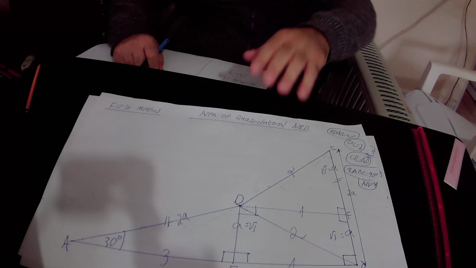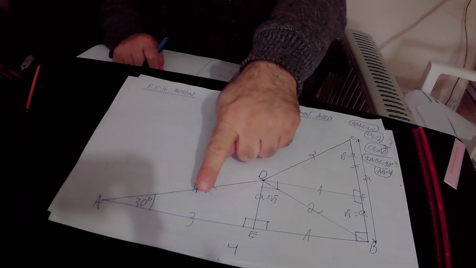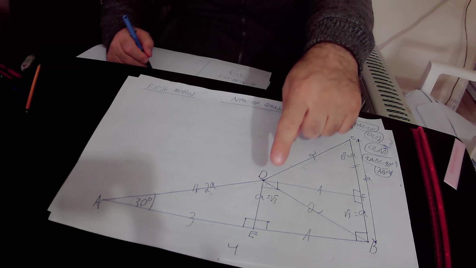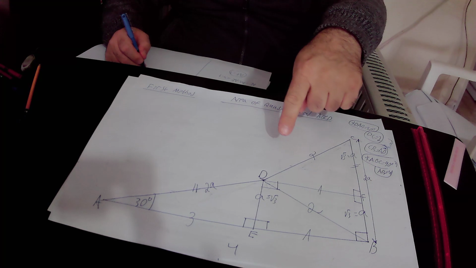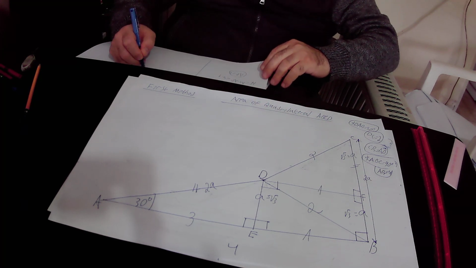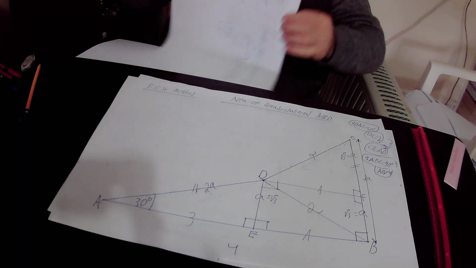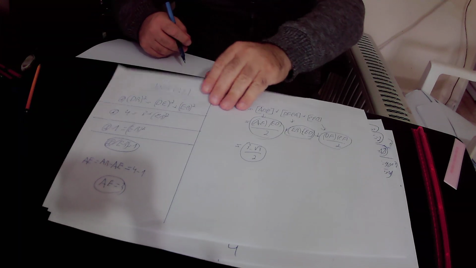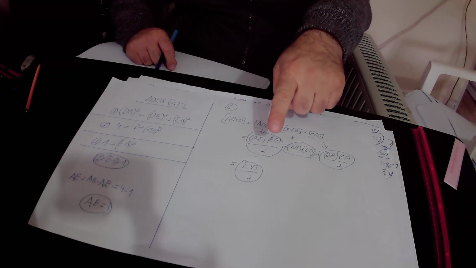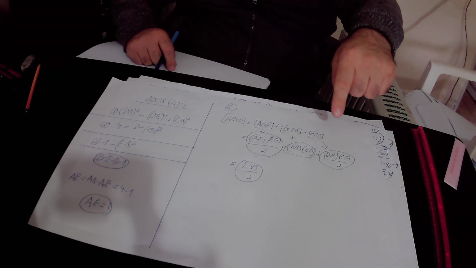So what is the value of AE? AE equals 3 units. What is the value of ED? ED equals square root of 3 units over 2. So we found out that the area of the right triangle ADE equals 3 times square root of 3 over 2.